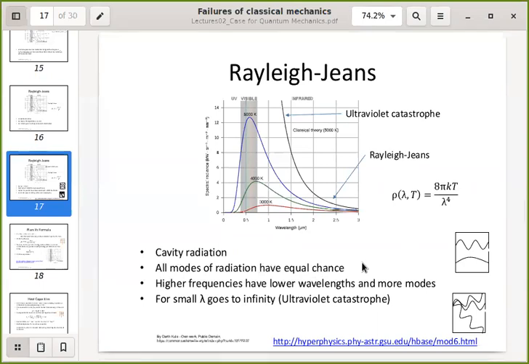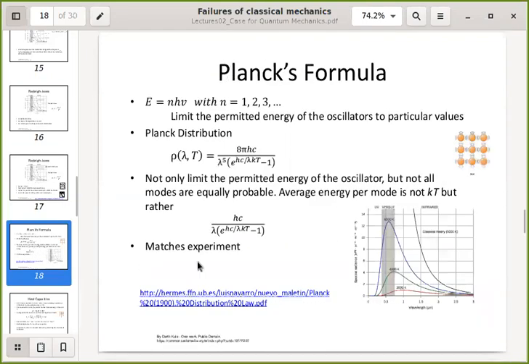And that problem leads us to this ultraviolet catastrophe, because there are more ways to set up a short wavelength radiation, and so ultraviolet radiation will be set off. For small lambda, the energy given off will go to infinity. So there is a problem looking at this cavity radiation in a classical sense. So how did Planck sort it out?